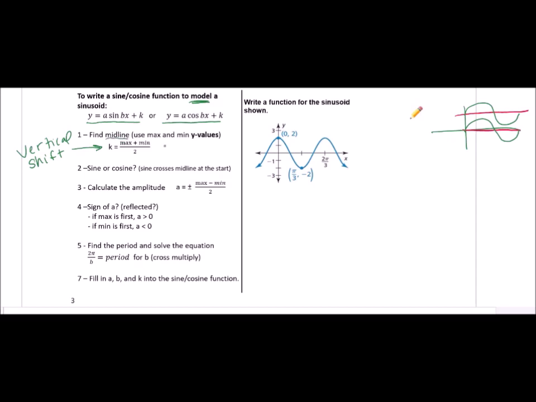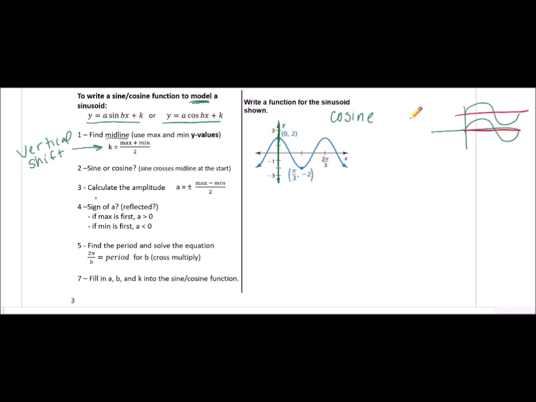You can calculate it by using the maximum and minimum y values. It lets you know where halfway between them is: max plus min, divided by 2. That's your new midline. Then look at it and decide if it's sine or cosine. You're always going to look at the y-axis and decide where it starts. For example, if it starts at a maximum, that tells you right away this is a cosine graph. Sine starts at the midline. That's why we calculate the midline first, so that you can see it.